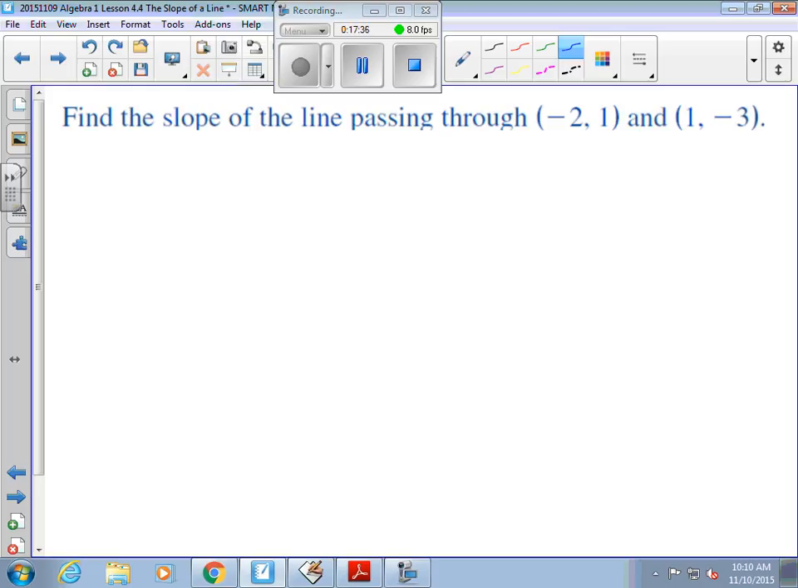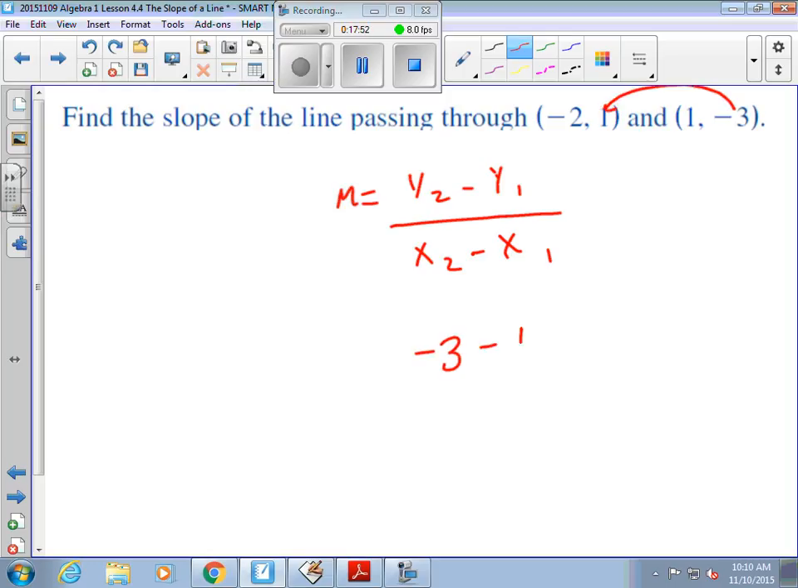Okay, we're finding a slope here. Remember what your slope is. Slope is the change of y sub 2 minus y sub 1 over the change of x sub 2 minus x sub 1. So y sub 2, negative 3 minus 1, negative 3 minus 1 over the change of x, 1 minus a negative 2. Remember what minus a negative 2 tells you.